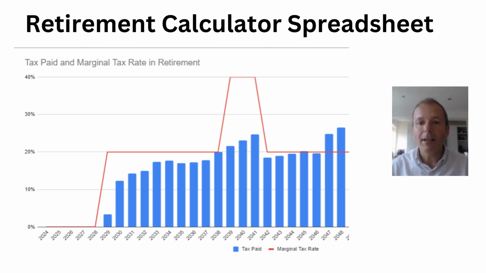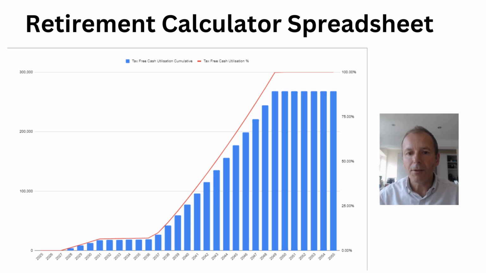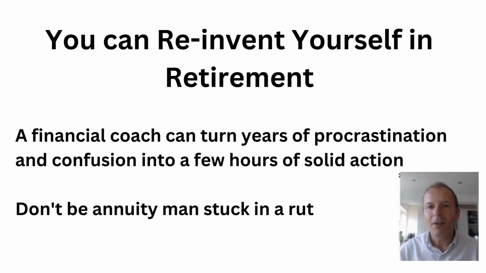So my retirement calculator spreadsheet will tell you the tax you're paying and the marginal tax rate you're facing in retirement, so that you can take action to avoid blips where you might pay 40% income tax, and those tax savings alone more than pay for the spreadsheet. It also calculates the utilization of tax-free cash, so you can make sure you're utilizing all of it over your lifetime. So you can reinvent yourself in retirement, and a financial coach can turn years of procrastination and confusion into a few hours of solid action. Don't be an annuity man stuck in a rut.